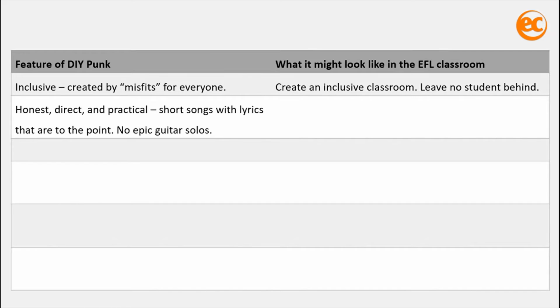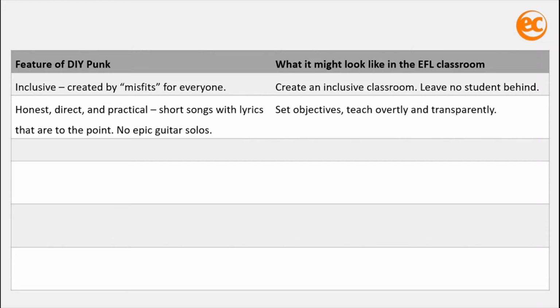So the next feature I identified was that punk is honest, direct, and practical. You might have listened to some punk songs. They're mainly very short, with lyrics that are to the point. There is some imagery and metaphor in the lyrics, but generally the message that a punk band is trying to convey is easy to understand.